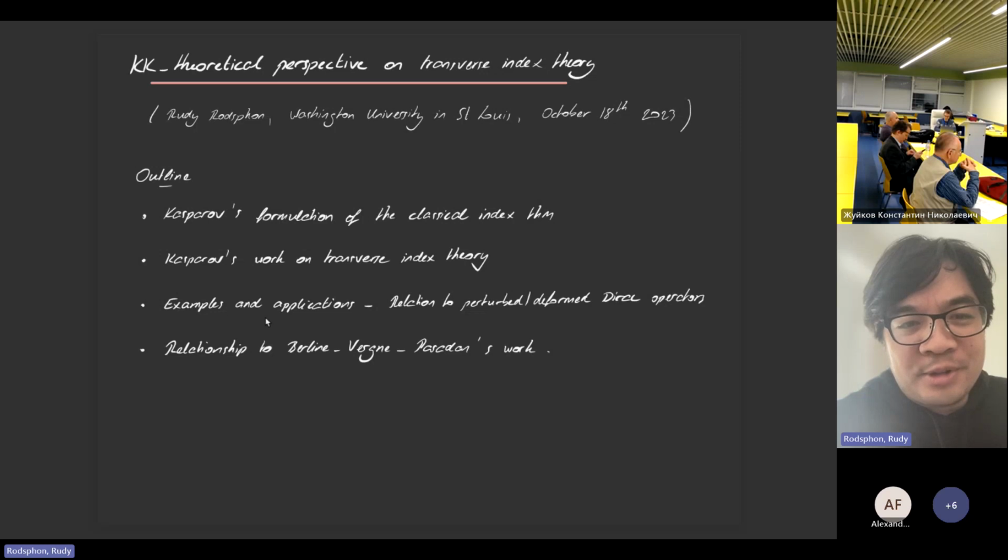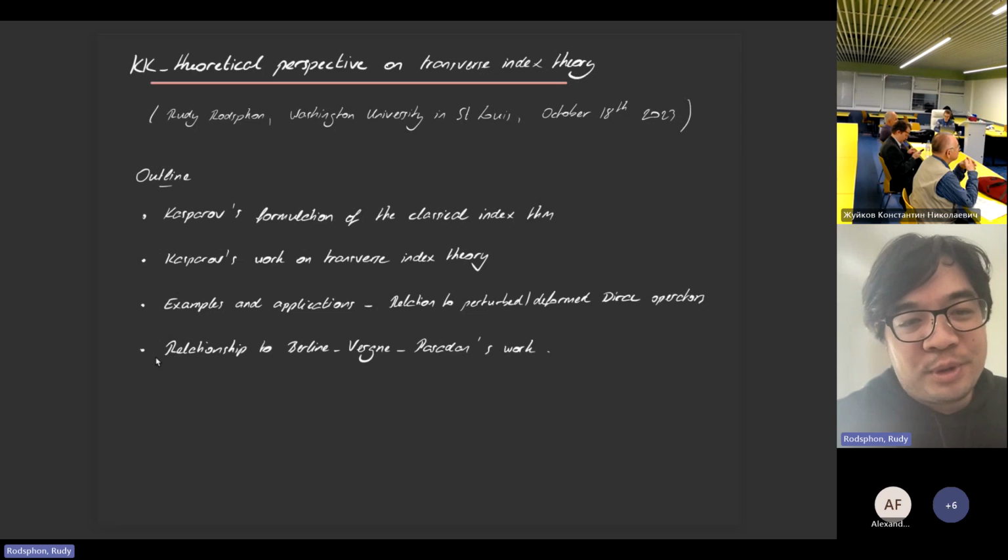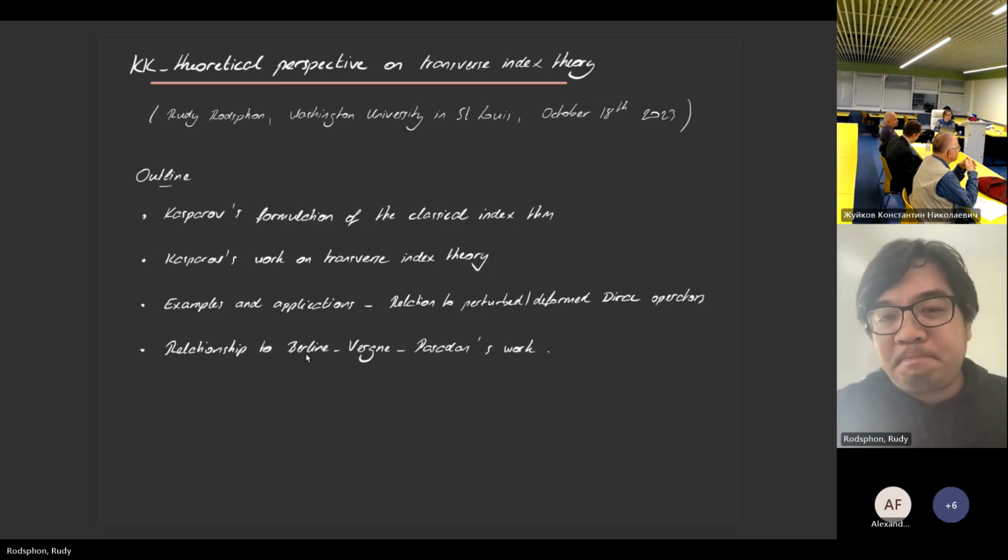So examples and application is my own work. There is some relation to the perturbed Dirac operators. That's kind of interesting, so we'll try to talk about that. And then, time permitting, we'll talk briefly about the relationship between Kasparov's work and what Berline and Vergne had done in the 90s.